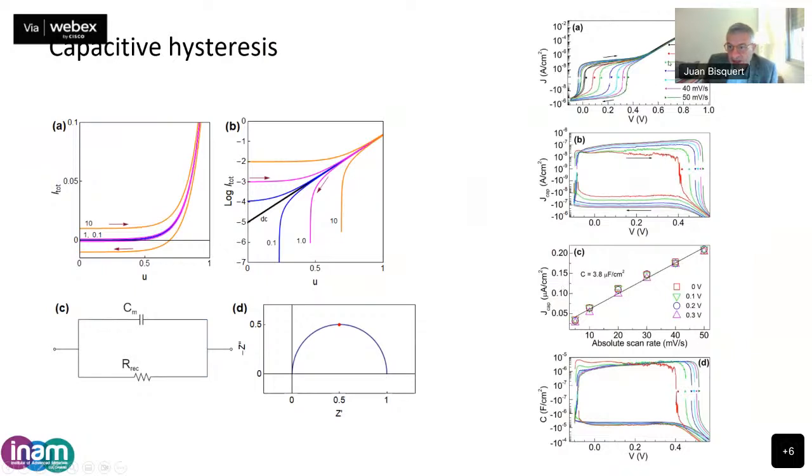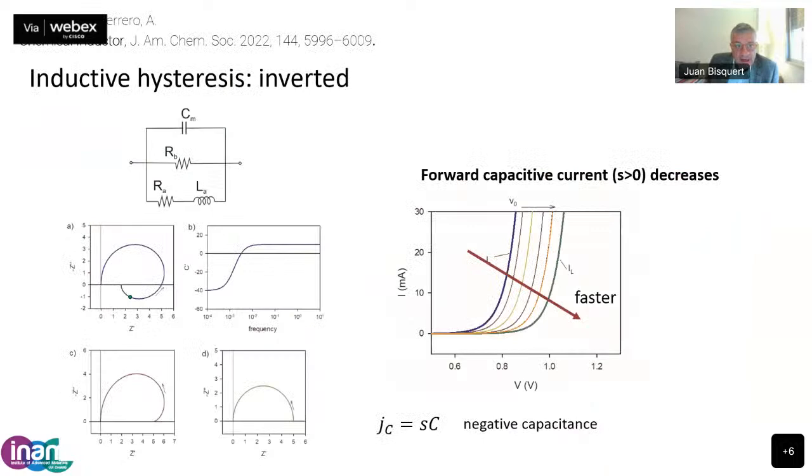This is very well established, all the properties of capacitive currents in the year 15, 16. This was clarified very well by Germán García Belmonte. But we have another phenomenon, which is the inductor. And the inductor corresponds to a negative capacitance if we calculate the total capacitance. So it goes the other way around. When you go faster, the current is more negative, so it's decreasing. So now it's going all the other way around.